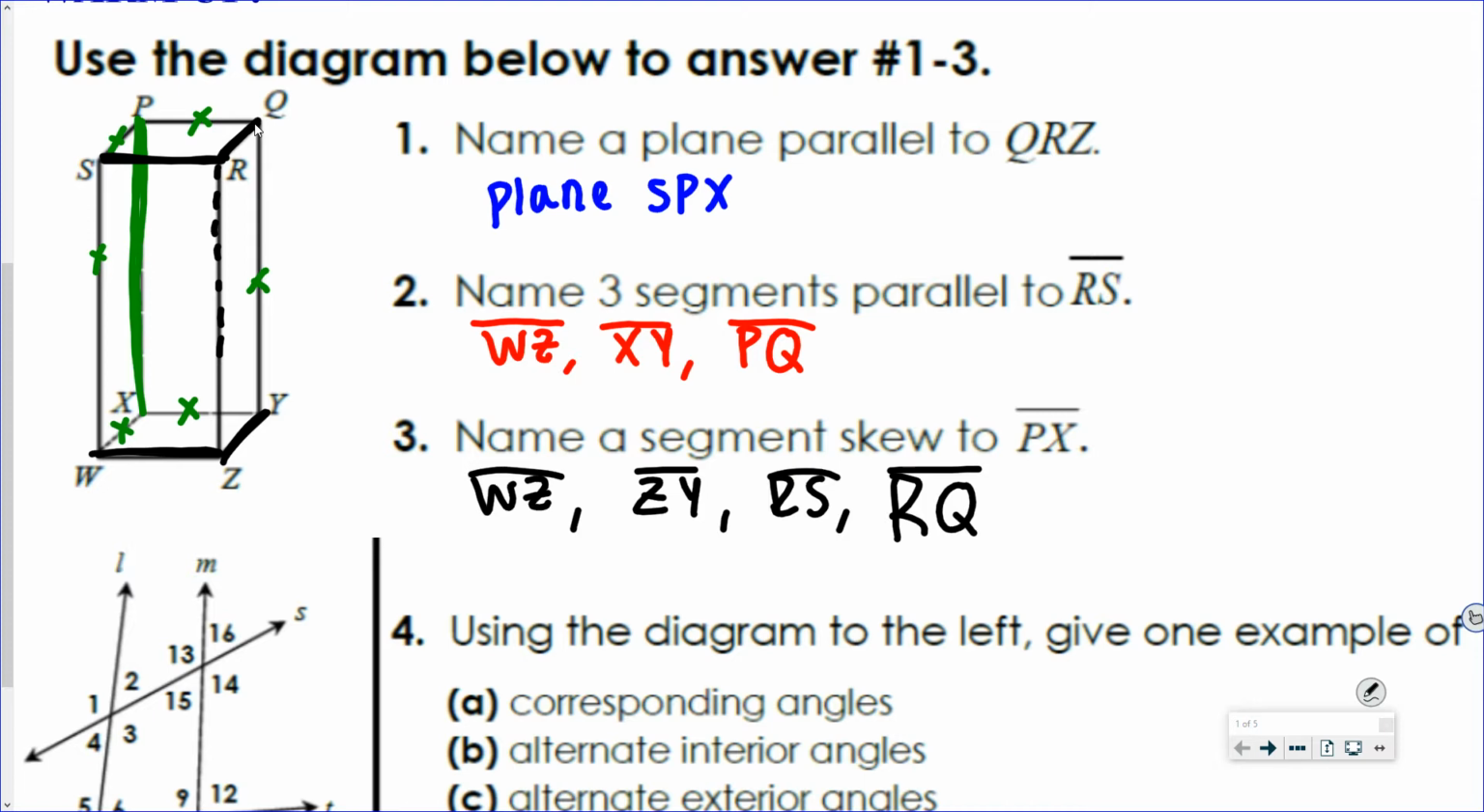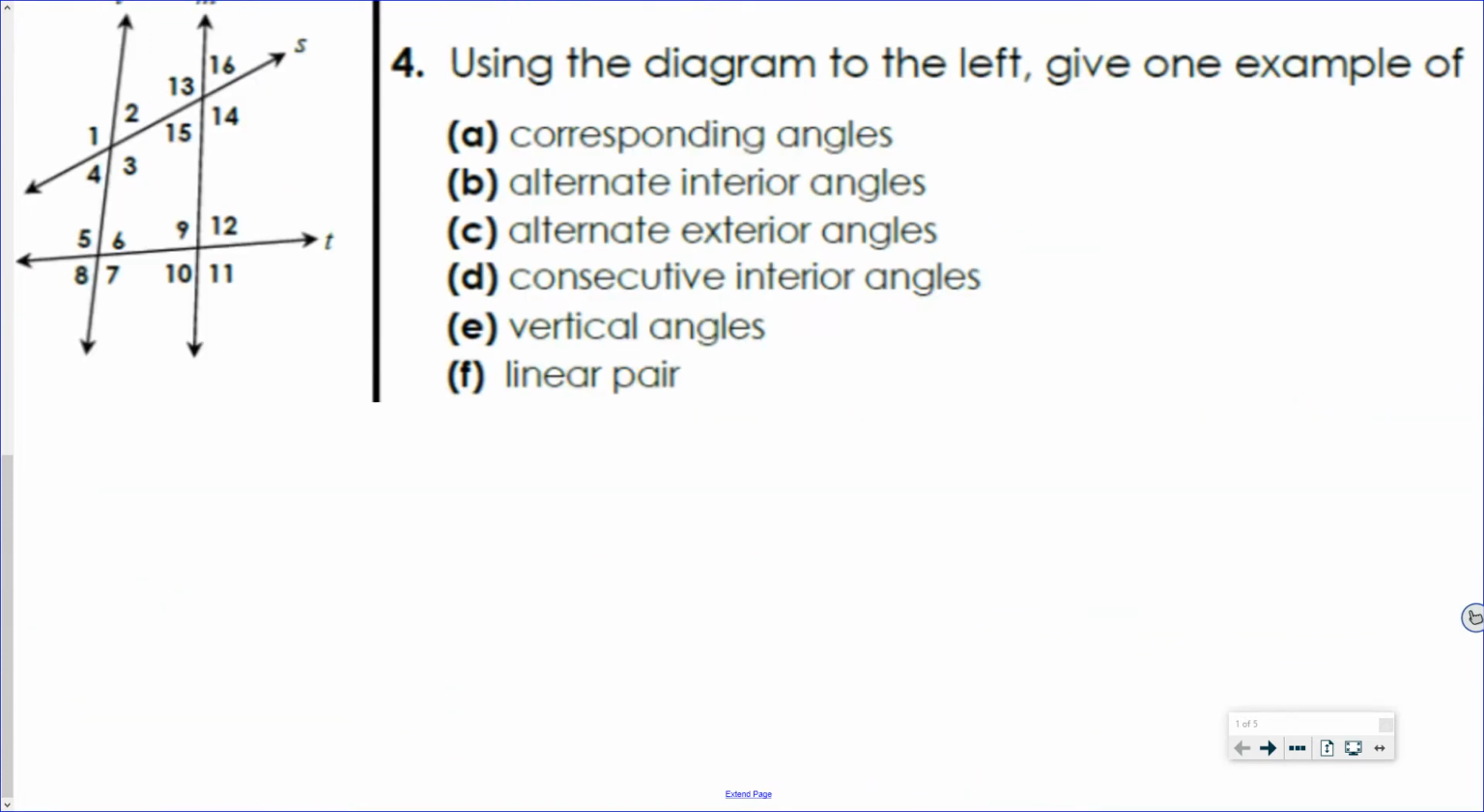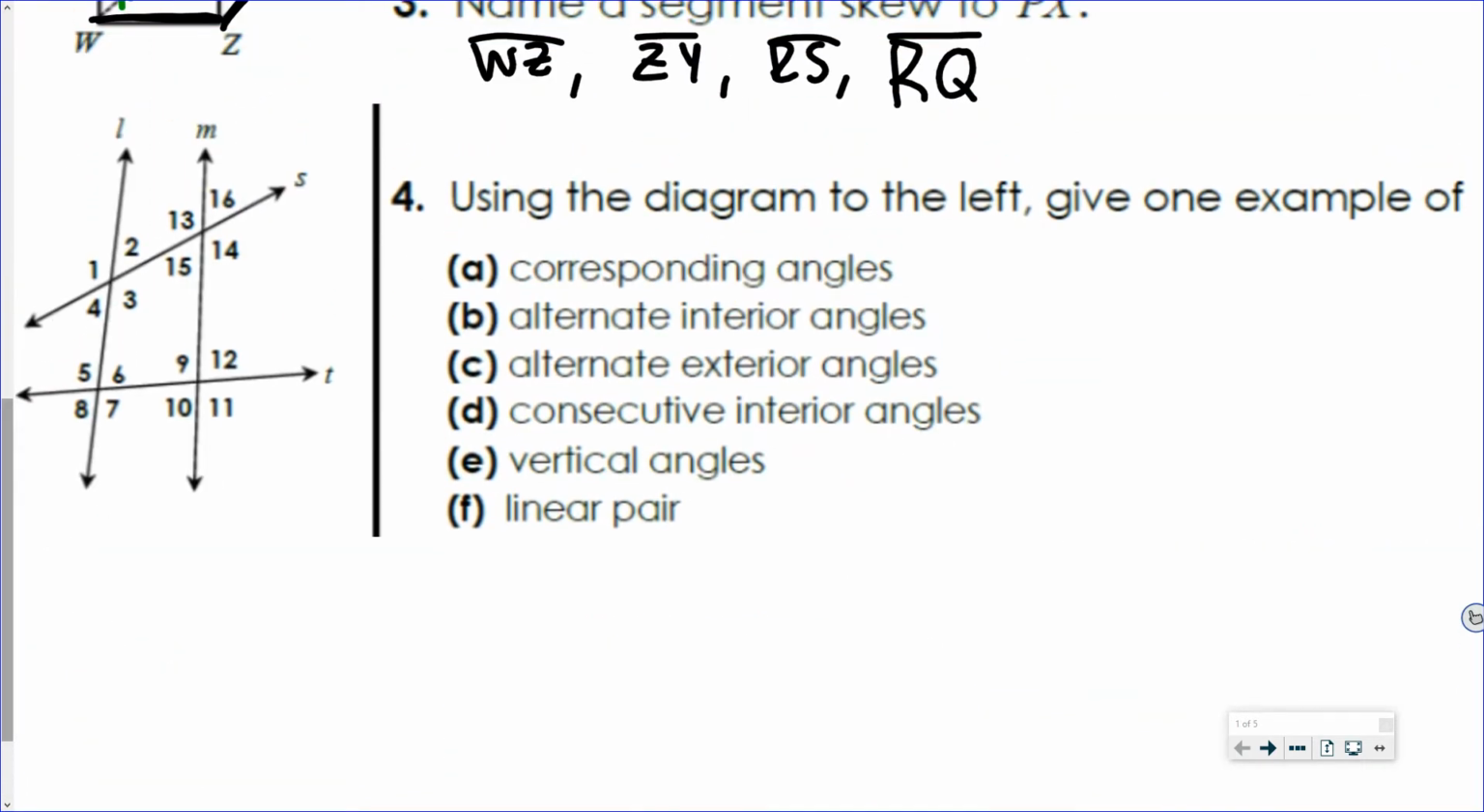Any of those would have been correct for number 3. Okay, now number 4. Lots of different options here because I have a couple ways I could look at this. I could say, hey, line S and line T are my 2 lines and line M is my transversal. Or I could say L and M are my 2 lines and S is my transversal, okay? So I'll kind of just go through and just list some possible. Obviously, there's like infinitely many ways you could like list these answers.